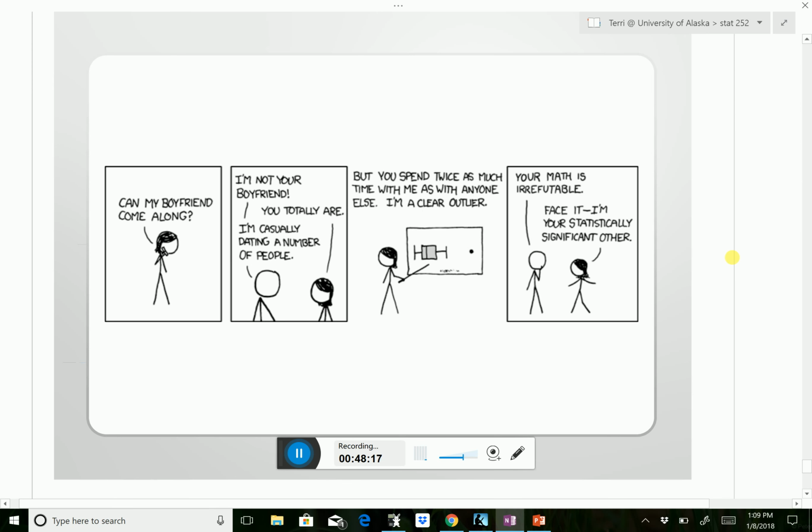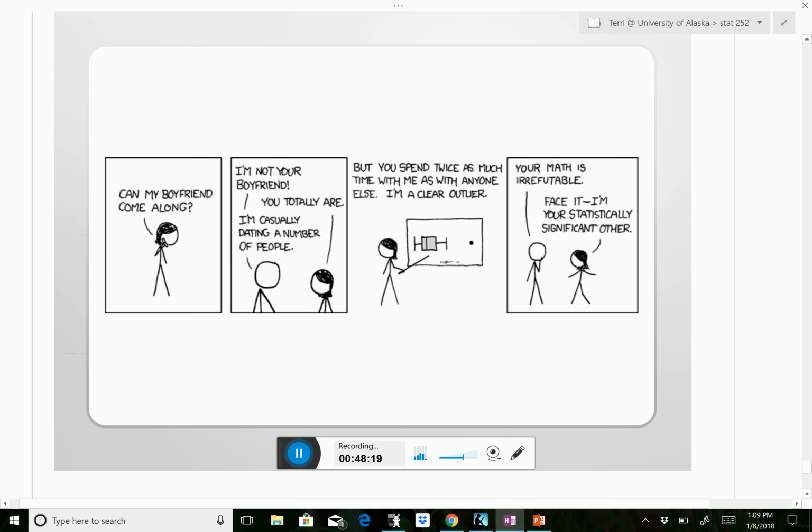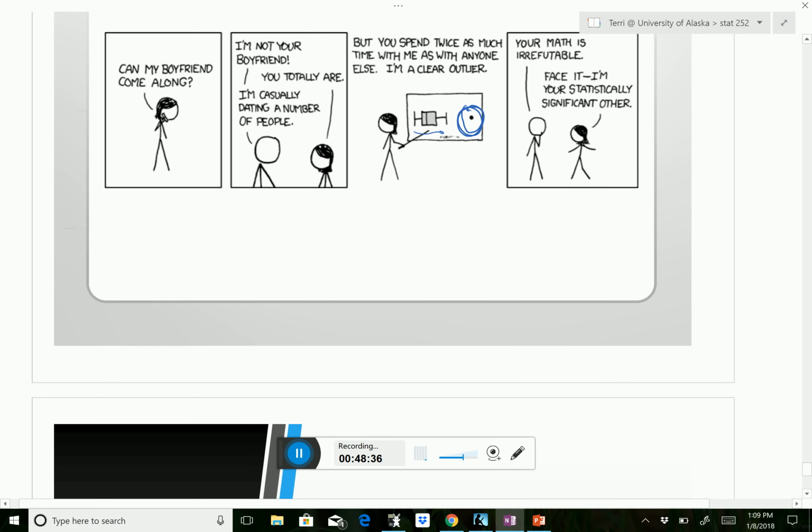So here's a funny example of that. Girl says, "Can my boyfriend come along?" "I'm not your boyfriend." "You totally are." "I'm casually dating a number of people, but you spend twice as much time with me as anyone else. I'm a clear outlier." So there's the box plot, and here's her. She's the outlier. It's just kind of funny.